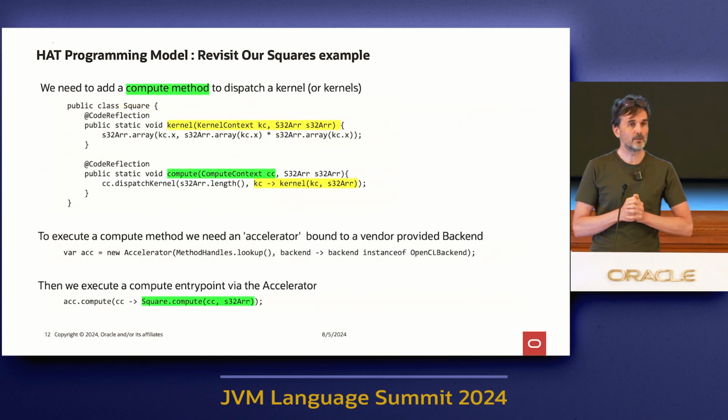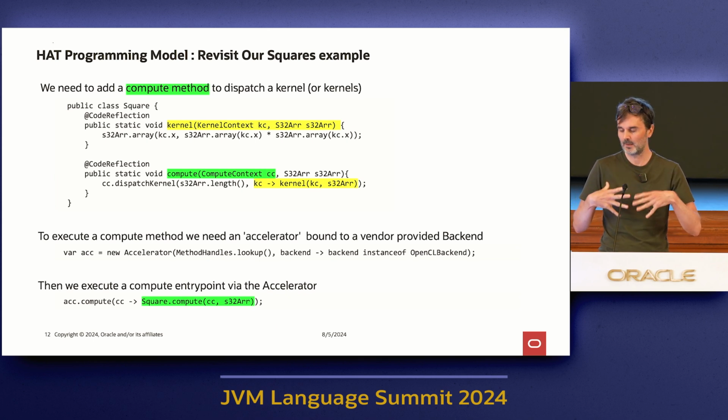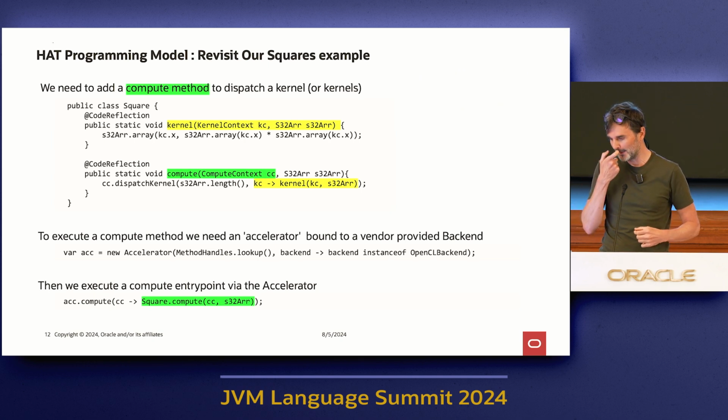So once we've got our kernel, we need to call it. In HAT context, we need to dispatch to the kernel. And so we need to write a compute method. Here we have a compute method highlighted in green. It takes a compute context, and the compute context has a method dispatchKernel. And we call the kernel through a lambda, passing in the arguments we want, like so.